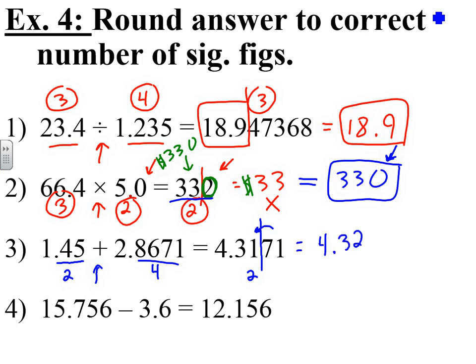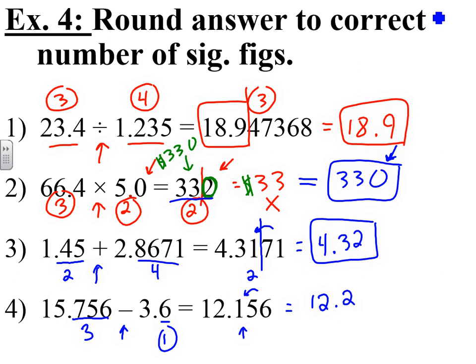And then finally, we've got subtraction. Again, we go by the least number of decimal places. This number has 3 decimal places. This number has only 1 decimal place. So your answer should only have 1 decimal place. So we'll round this up to 12.2. The 5 again rounds the 1 up to a 2. Make sure you do the rounding. So hopefully that makes sense.